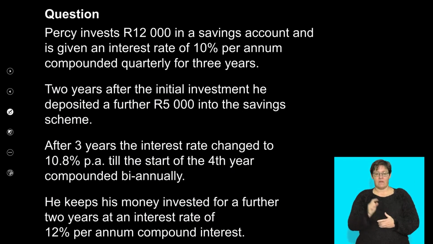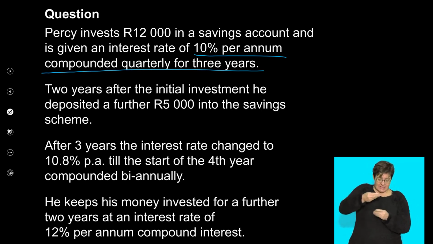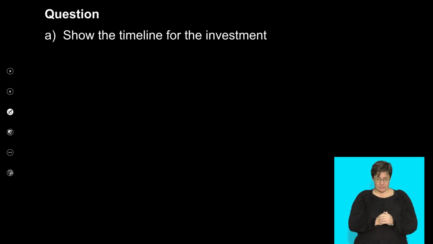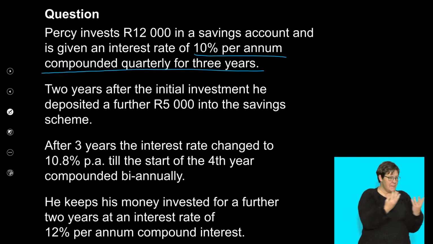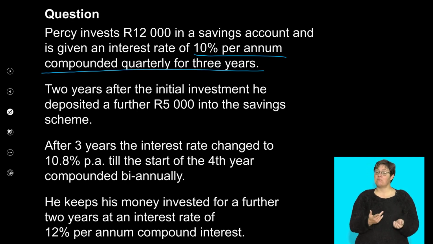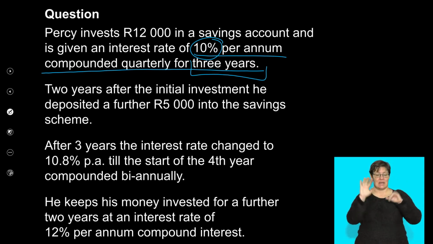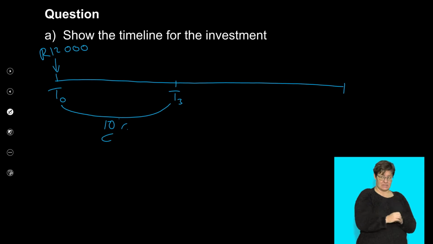Now, the very first question says, Percy invests 12,000 in a savings account and is given an interest rate of 10% per annum compounded quarterly for 3 years. What exactly is this? When you want to analyze this, we're firstly going to draw the timeline, right? And say T0. T0 will be 12,000, right? That is the initial amount that Percy is investing. And then this is given an interest of 10% for 3 years. So for 3 years until T3, this person is getting 10% compounded quarterly, which I'll just say CQ, right? And then we continue again.